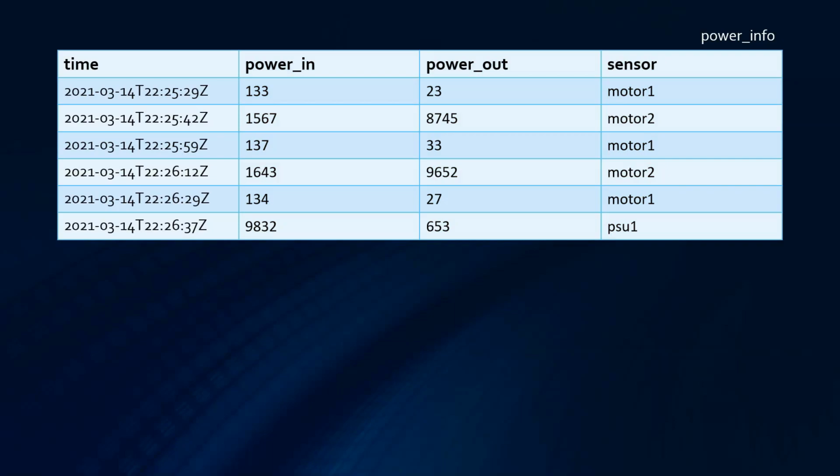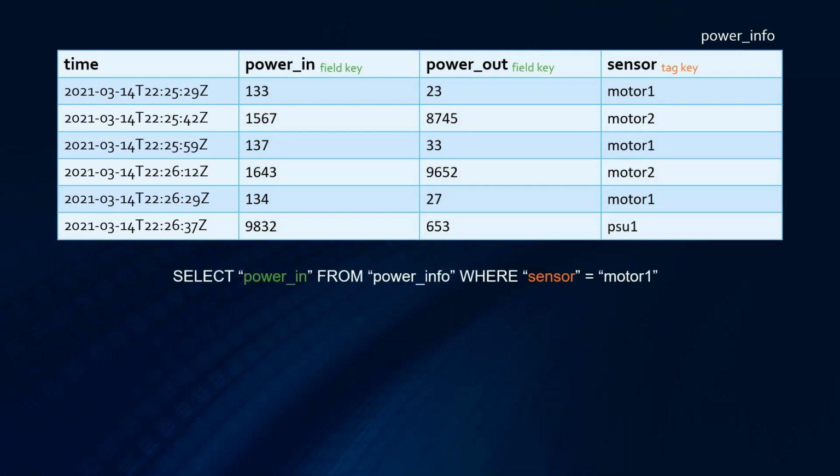So, if you need to filter or refer to data often based on a certain column, it's better to define it as a tag and the other way around. For example, if we often need the values for power in per sensor, it would make sense to define power in as a field key and sensor as a tag key. This would optimize performance as a query would probably look like this.